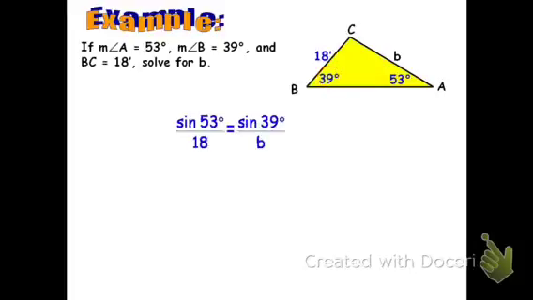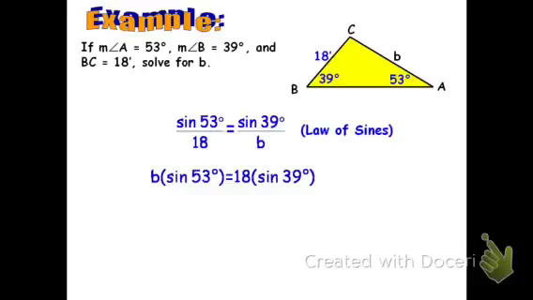So setting it up, it'll look like this. The sine of 53 degrees over its side opposite, which is the 18 feet, equals the sine of 39 degrees over its side opposite, which is that little b that I'm solving for. Now I want to make sure I justify this as the law of sines. And then to solve the proportion, I'll cross multiply. Cross multiplying means I'll multiply diagonally. B sine of 53 degrees equals, turn go the other way, 18 sine of 39 degrees.